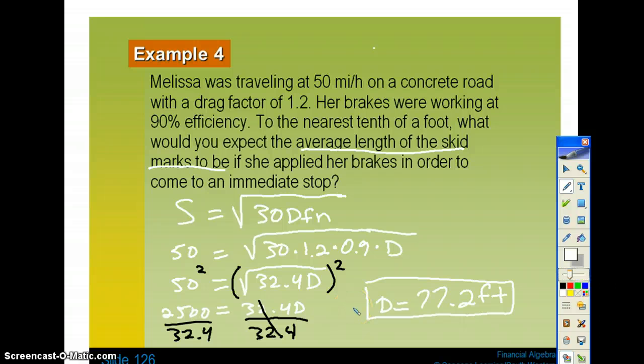And so what you can see is with all of these questions, really you can be given any three of the four variables and solve for the other, just keeping in mind that 30 is a constant and that will always appear in all of our examples. All right, so that's it for the first part of 5.9.